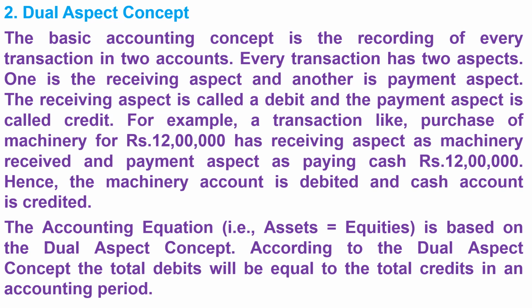The accounting equation, that is, assets equals equities, is based on the dual aspect concept. According to the dual aspect concept, the total debits will be equal to the total credits in an accounting period.